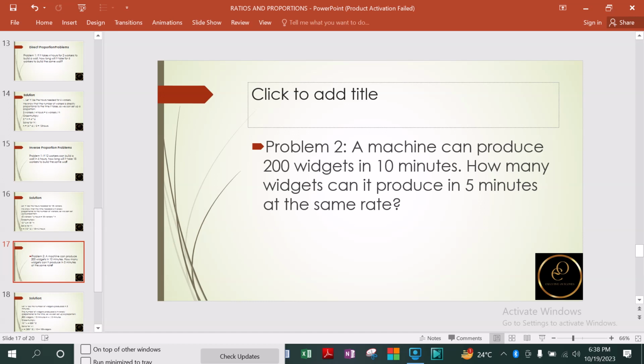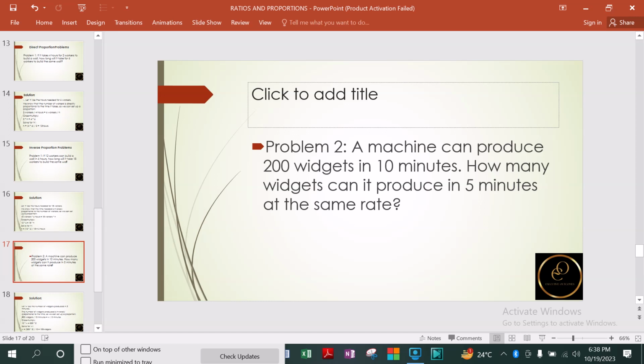We have problem number 2. A machine can produce 200 widgets in 10 minutes. How many widgets can be produced in 5 minutes? Definitely when you reduce the time, in this particular case, a machine produced 200 widgets in 10 minutes. How many widgets can be produced in 5 minutes?